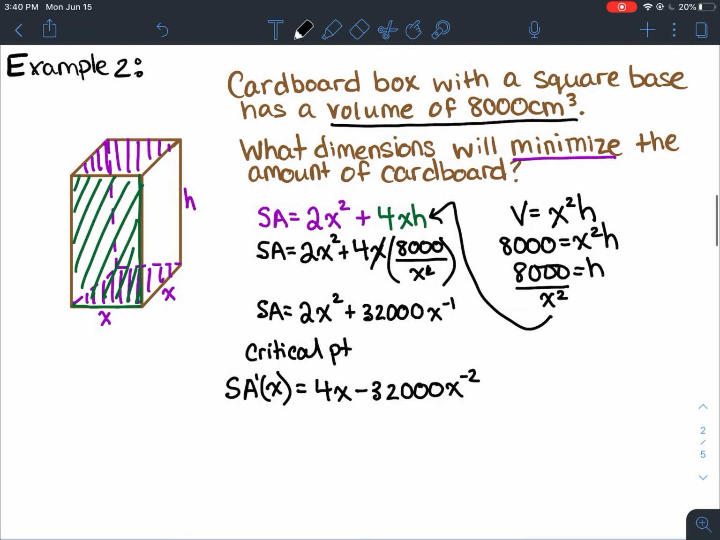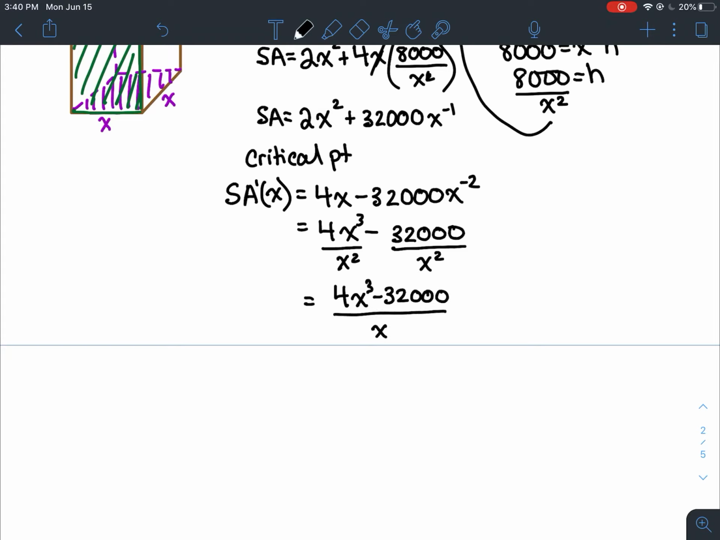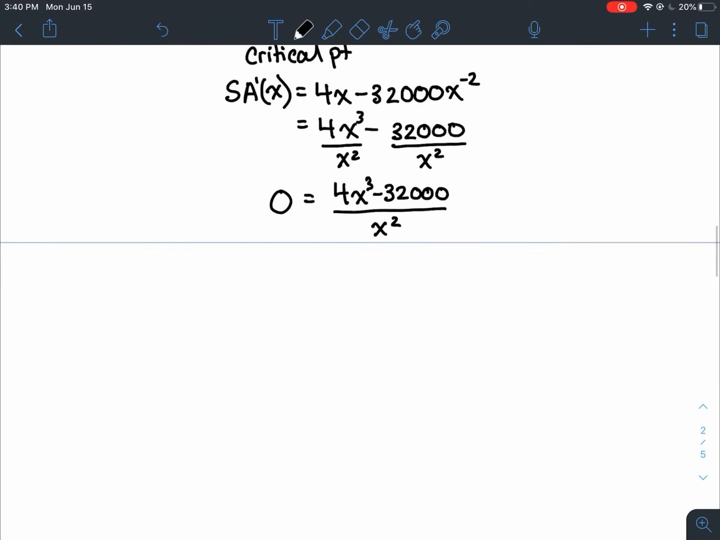And if I wanted to write this as a fraction, I can say 4x minus 32,000 over x squared. And if I want to make them into one fraction, I could just multiply the top and bottom by x squared. Then it would become 4x cubed minus 32,000 over x squared, if I want to combine them into one fraction, which I probably do. So then I'm going to set that equal to 0. And now I can solve it.